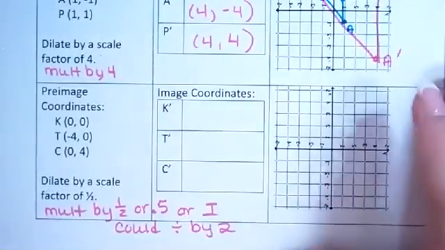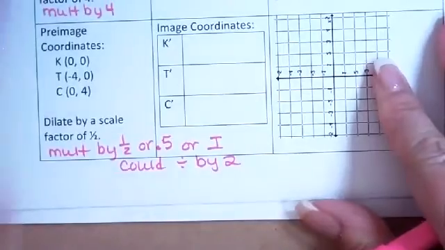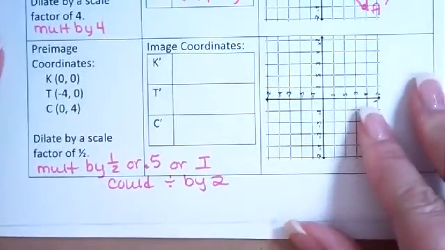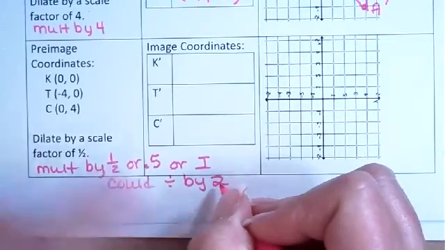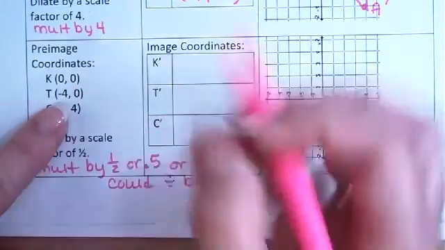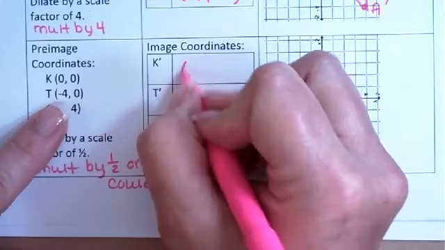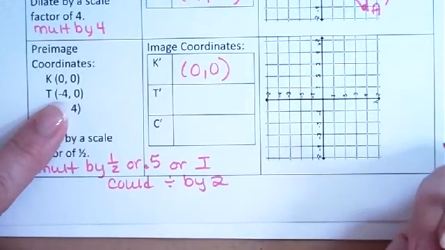Okay, let's get my paper so you can see it. Now, let's multiply. So I'm going to divide by 2. Well, 0 divided by 2 is 0. So K prime is going to be 0, 0, because 0 divided by anything is 0.